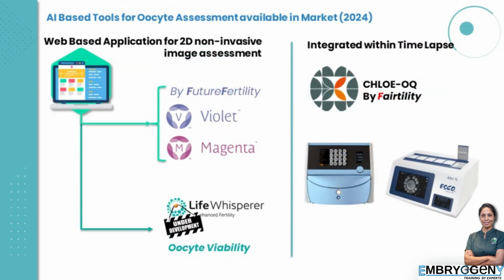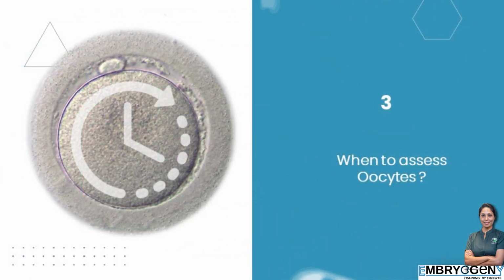These are some AI-based tools that are available in the market as of 2024 when it comes to oocyte assessment. Two companies that deal with web-based AI tools for oocyte assessment are Future Fertility with two products, Magenta and Violet, and Life Whisperer's product Oocyte Viability, which is about to be released this year if I'm not wrong. For AI tools that are integrated within time-lapse systems, you have Chloe OQ by Fertility, which is available with both EmbryoScope and ESCO-MIRI time-lapse.